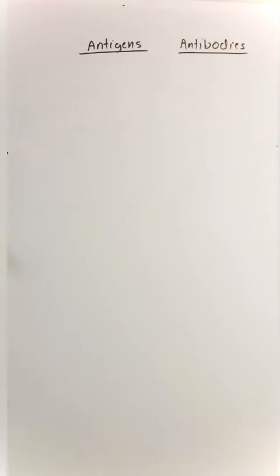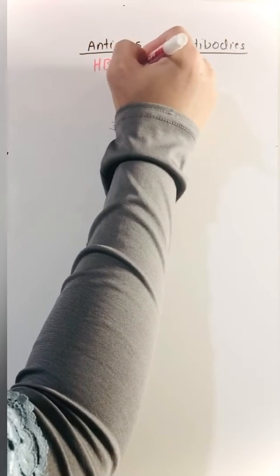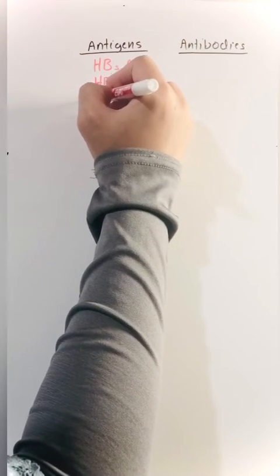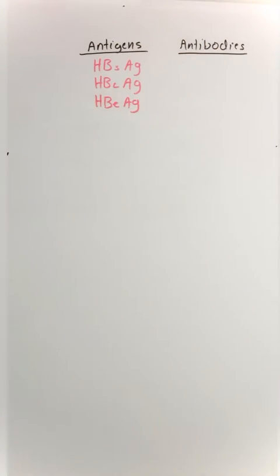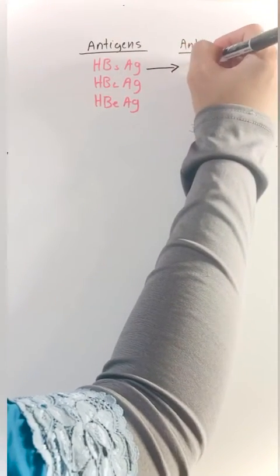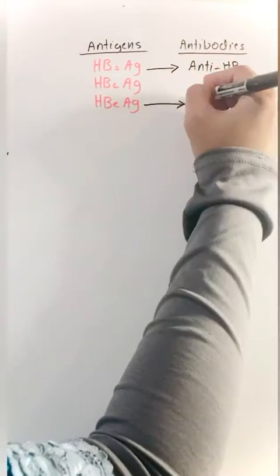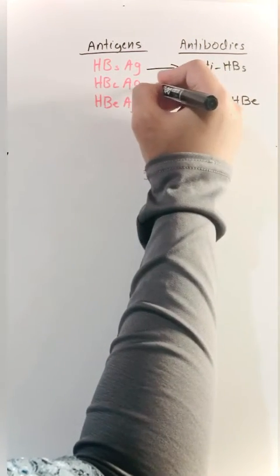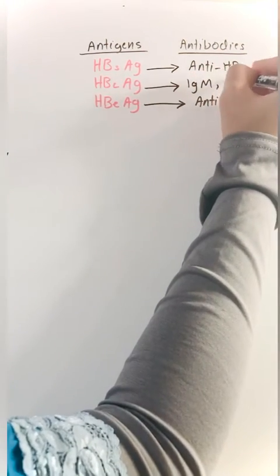Okay, so for the antigens, we have surface antigens, HB core antigens, and we also have the infectivity antigen, HBe antigen. For each one of these antigens, there are antibodies that develop. For the surface antigen, we have anti-HBs. For the HBe antigen, anti-HBe, and for the core, we develop the IgM and later the IgG.